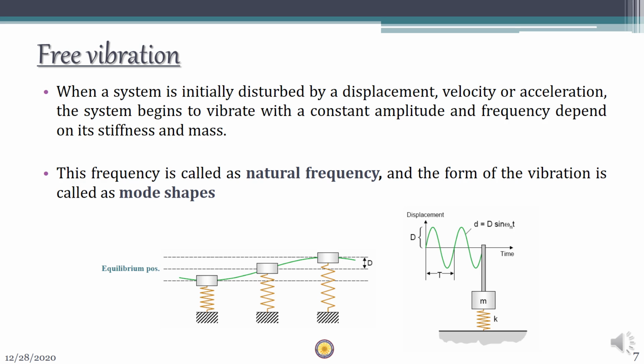Okay, so the frequency in which this particular vibration happens is called the natural frequency, and it's dependent only upon the mass in the system and the stiffness of the system. Okay, and the form in which the vibration takes place is called the mode shape.